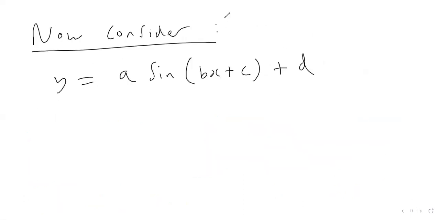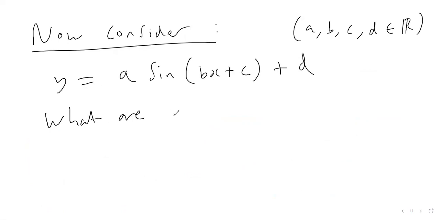Now, how about if you've got a transformation? So let's say we've got a transformation. I'm just going to make a note that a, b, c, d are all real numbers, so any number on the number line you like. We've got this transformation a sine(bx + c) + d. What are the min and max values of this?